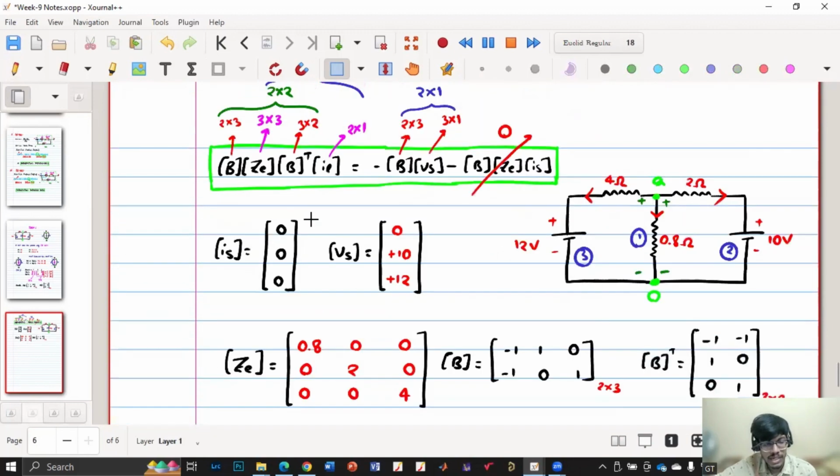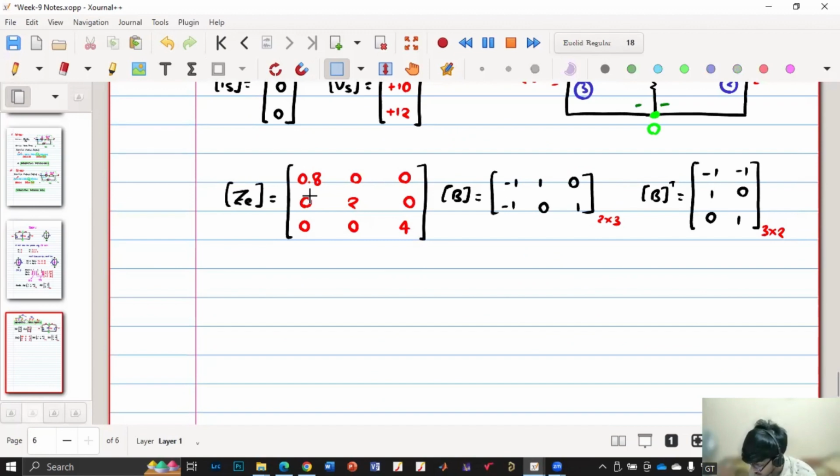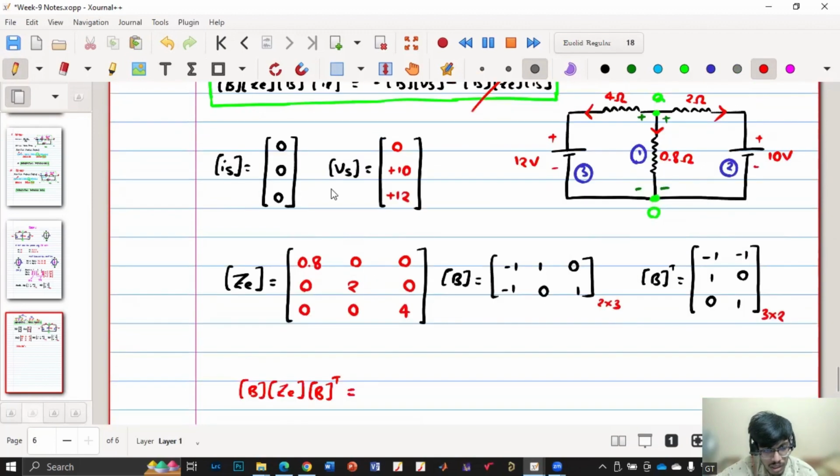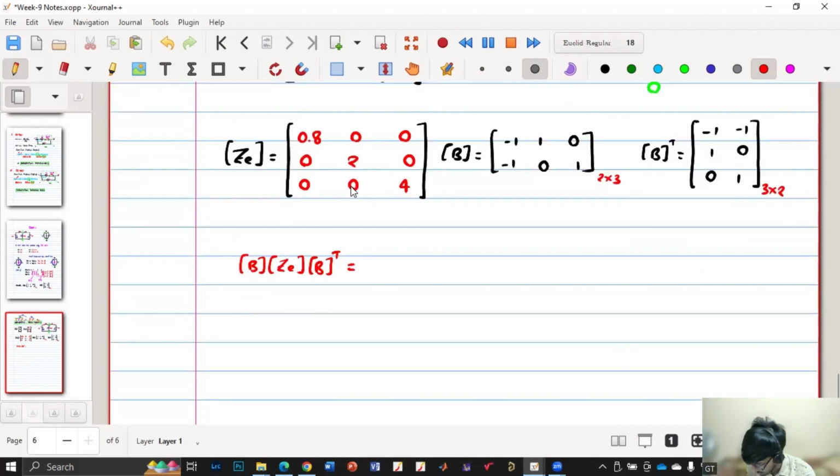So our LHS is B into ZE into B transpose into IL, right? So B into ZE into B transpose. You can check if you have any calculator or anything. B into ZE into B transpose. What is this value? I'll just skip this calculation part and I'll directly go to the answer. So if I consider IL on LHS side, so what it will be?